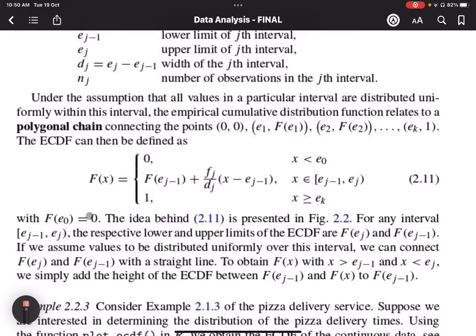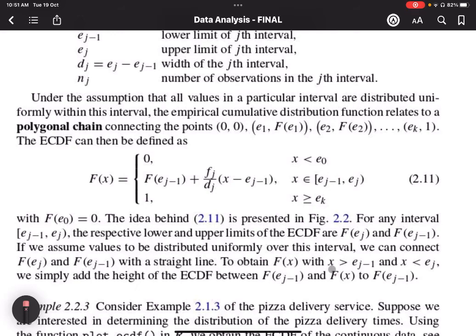With F equals 0, the idea behind is presented in 2 for any interval. Ito yung interval natin. The respective lower and upper limits of the ECDF are, okay, yan yung mga limits or pinagsamang lower and upper limits. If we assume values to be distributed uniformly over this interval, we can connect F(E_j) and F(E_j minus 1) with a straight line. So, magkasunod lang kasi sila.